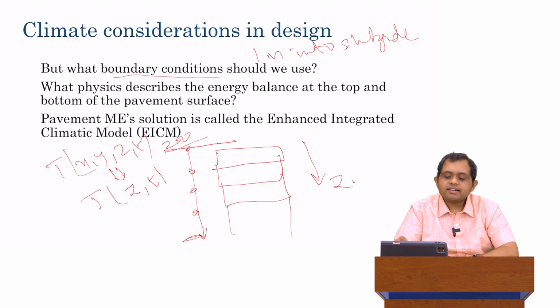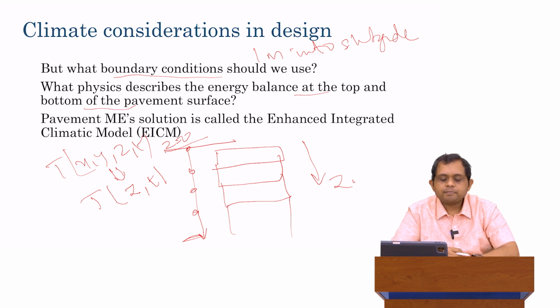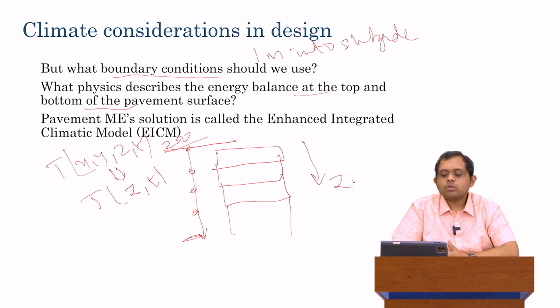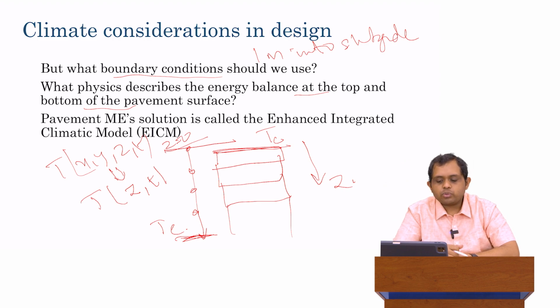What physics describes the energy balance at the top and bottom of the pavement surface? There are many ways to model this. There are many different approaches. There is a European approach. In the European approach, they specify a surface temperature. So they fix a value of surface temperature over here, maybe some value T naught. They fix some other value at the bottom, maybe we'll call this TE. They fix some value over here, and then they solve this equation in between.